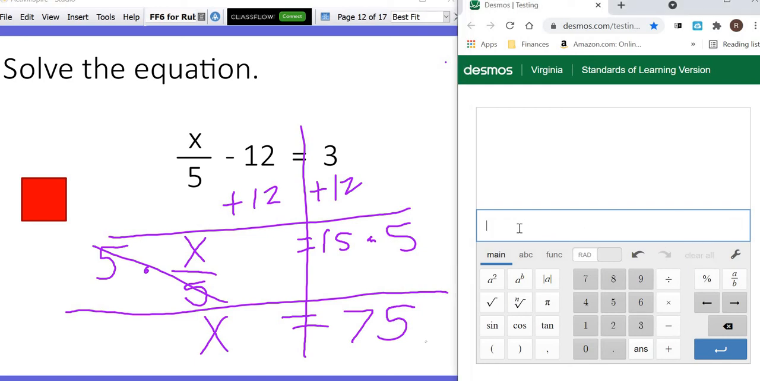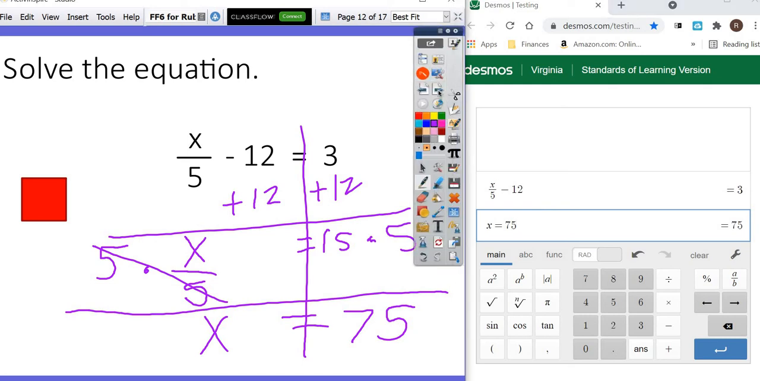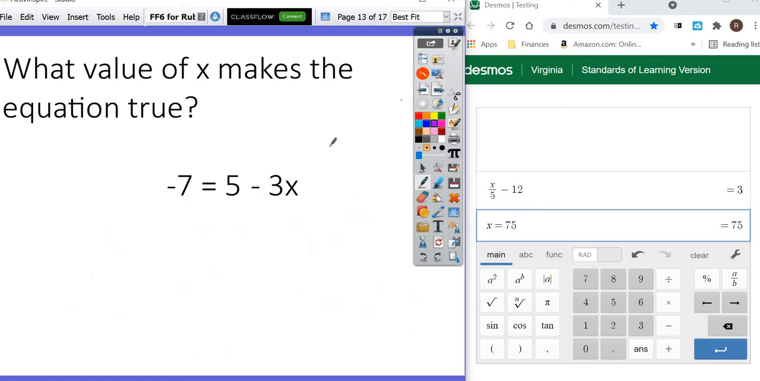Now, I want to make sure that I am right. So I'm going to type in my equation, x divided by 5 minus 12. I'm going to go to my next line, and type in my answer, x equals 75. I got a 3. Here is a 3. That means my answer is correct. Okay, so let's go ahead and go to the next one.